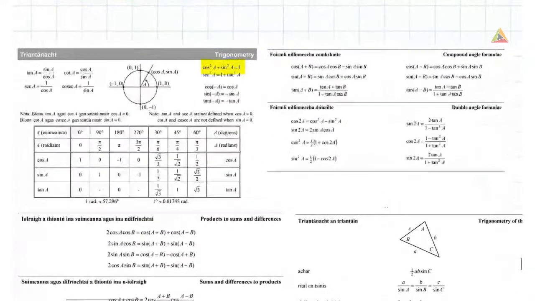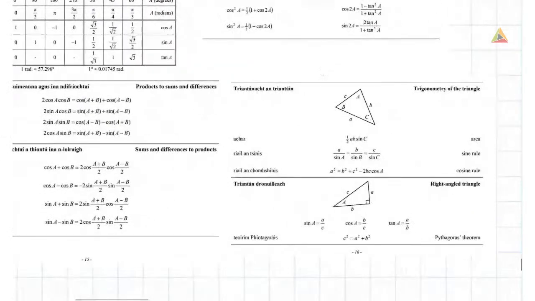So that cos squared A plus sine squared A equals 1. That's quite a popular one. Some you'll come across more often than others, but obviously all of your proofs are required for those as well. And then if we go to page 16, you have a lot of your formulae. You have your area formula, your sine rule, and your cosine rule formula. And then you have your sine, cos, and tan.